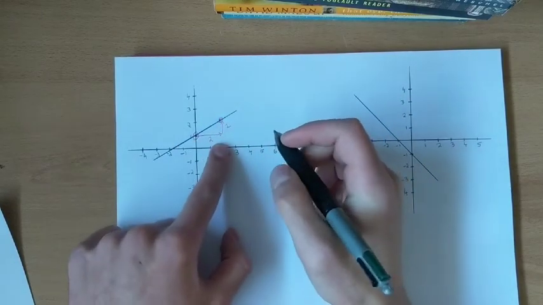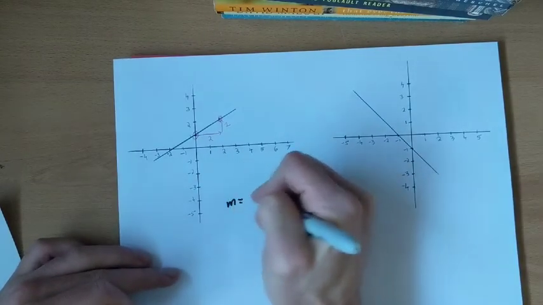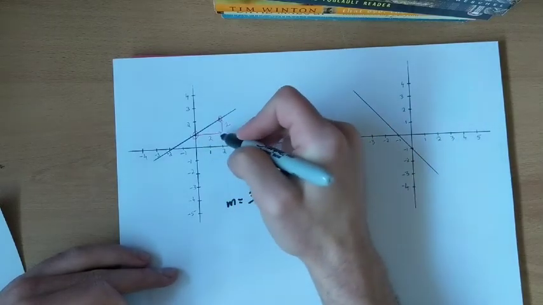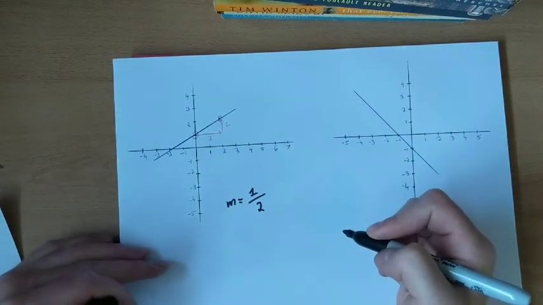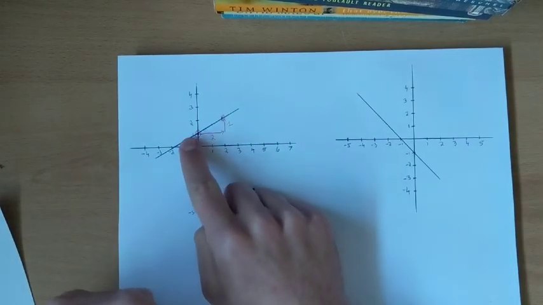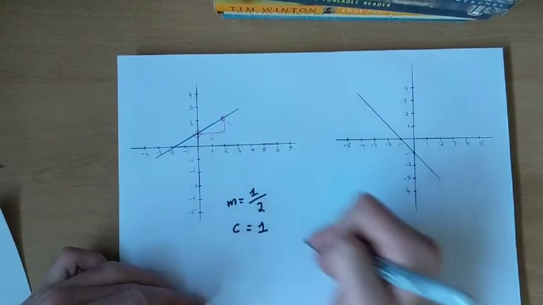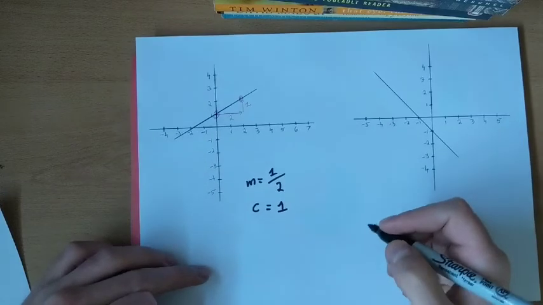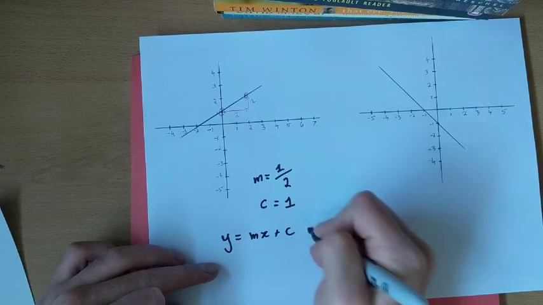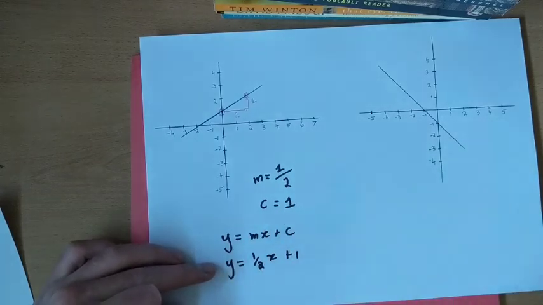So my gradient, which I'm going to call m, equals the rise, 1, over the run, which was 2. Next I'm going to find my y-intercept, which I've already circled. It's this point over here, and it's got a value of 1. So my y-intercept, which is c, equals 1. Now I can use that to write my rule, which is y equals mx plus c, so therefore y equals a half x plus 1.